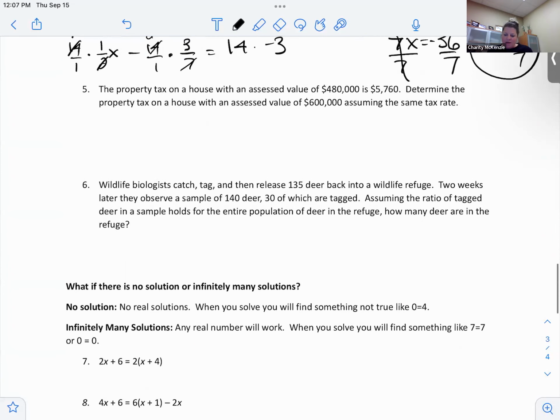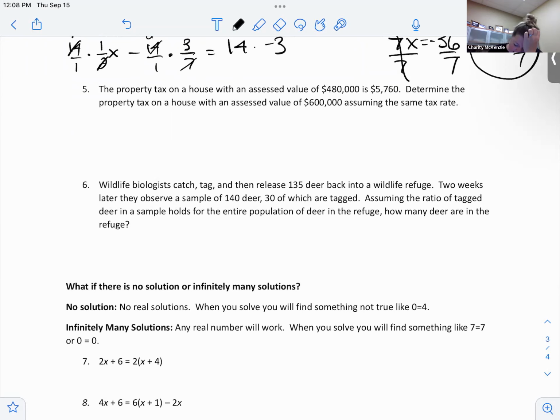Problem 5. The property tax on a house with an assessed value of 480,000 is 5,760. Determine the property tax on a house that's assessed at 600,000 at the same rate. So watch what I can do for proportions. I love using these in real life.